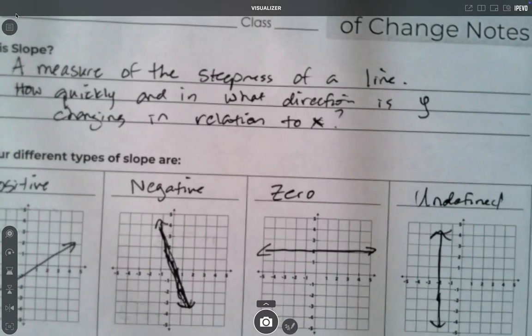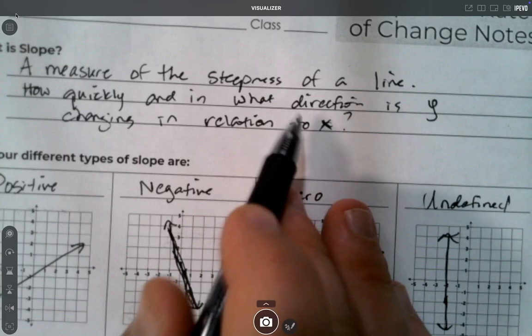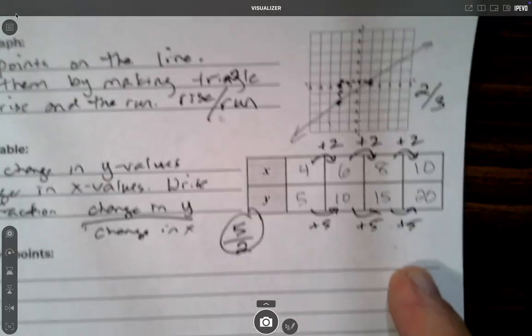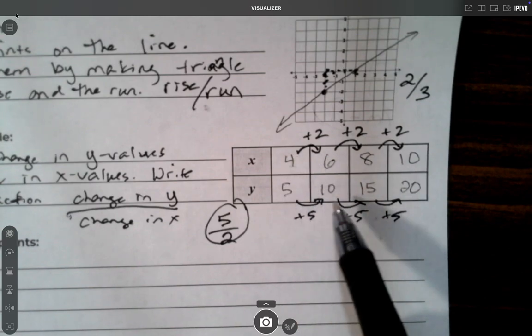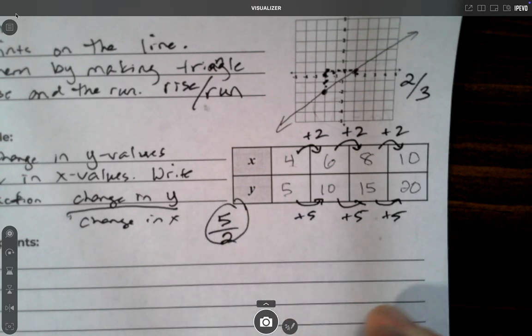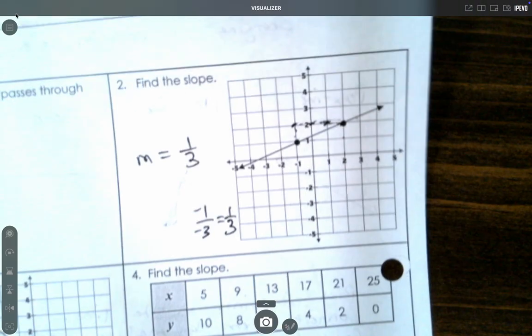So this relates more to that second definition I gave you. How quickly and in what direction, meaning positive or negative, is y changing in relation to x? So every time x goes up by 2, y goes up by 5. So this is showing the relationship between the change in y and the change in x. So let's look at the two examples on the back that do this.